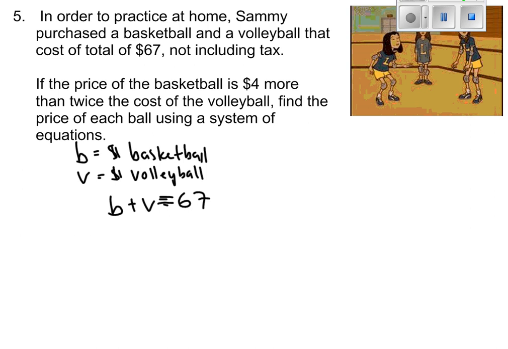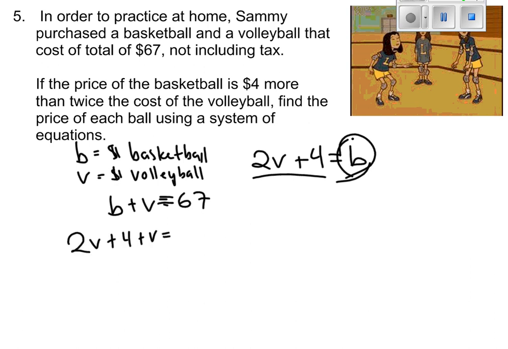So here's the second part. The price of the basketball is $4 more than twice the cost of the volleyball. So you've got to take twice the cost of the volleyball plus $4 to get you the basketball. So this is pretty straightforward, hey, look, I've got one variable by itself on its own side of the equal sign. So I'm going to substitute. So instead of b plus v, I'm going to write 2v plus 4 plus v equals 67.